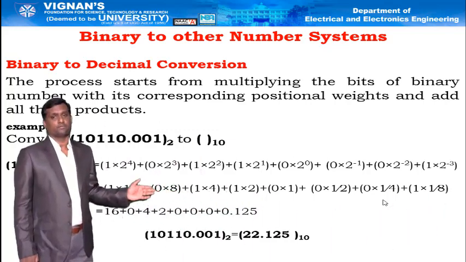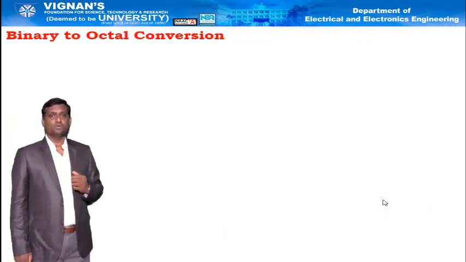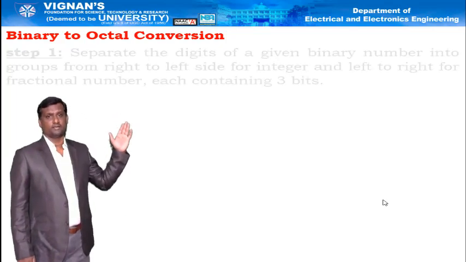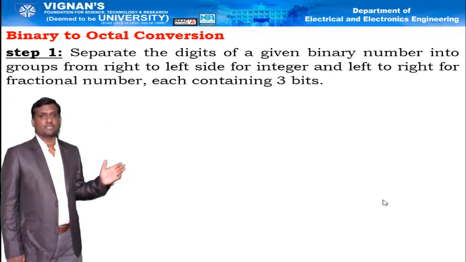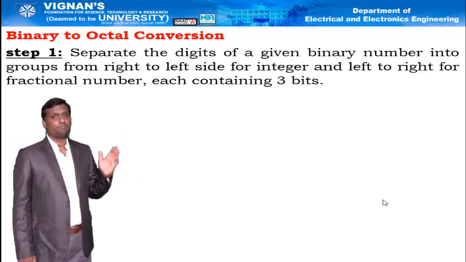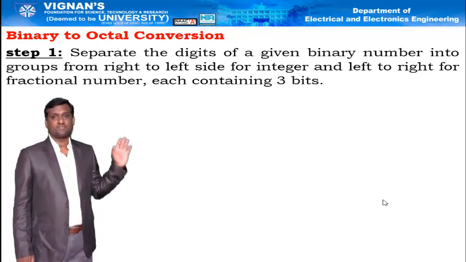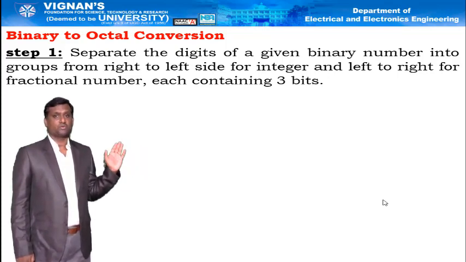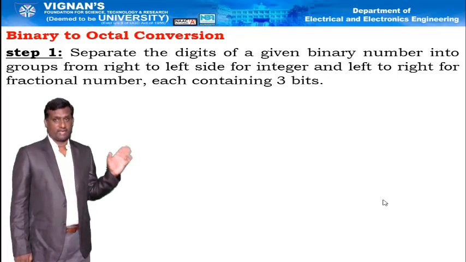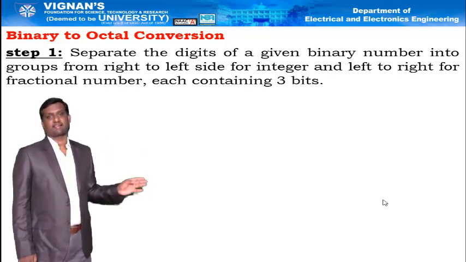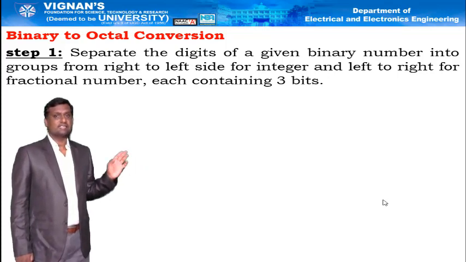Next one is binary to octal conversion. The first step for converting binary to octal is to separate the digits of the given binary number into groups, from right to left for the integer part and left to right for the fractional part, each consisting of only 3 bits.